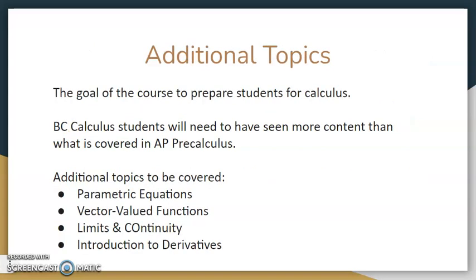With that in mind, we are going to add in additional topics not in the AP College Board curriculum. The goal of this course is to prepare students for AP Calculus. The BC Calculus students in particular will need to have seen more content than what is covered in AP Precalculus, and this is because BC Calculus covers about 50% more material than AB Calc, so we have to have covered some of the material in the prior year.